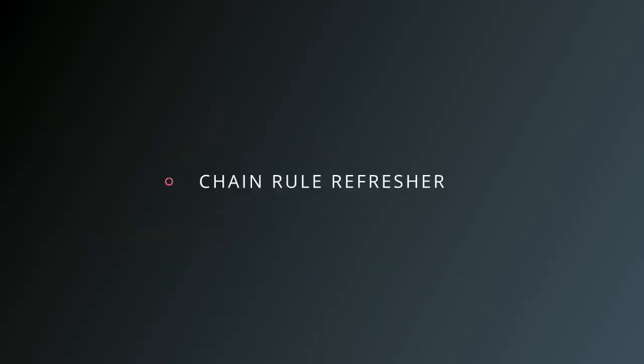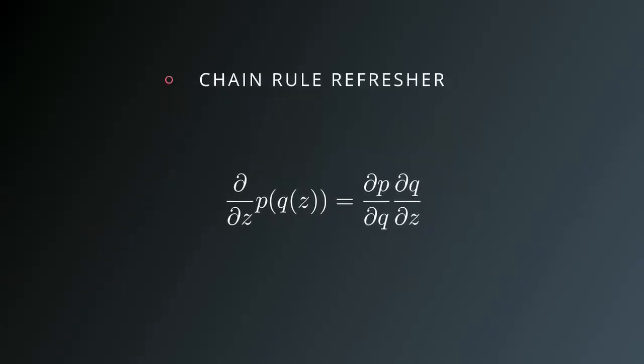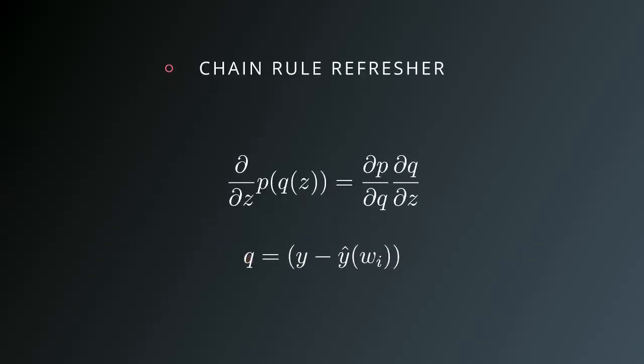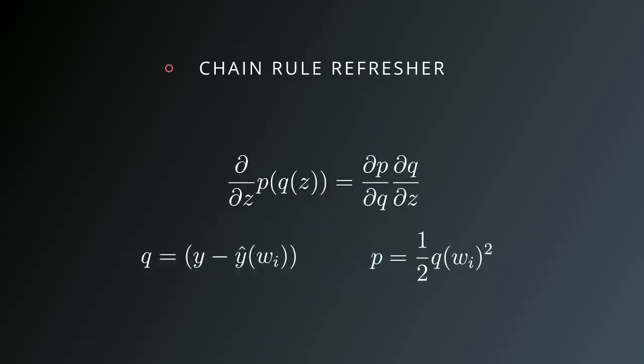Here's a quick refresher on the chain rule. Say you want to take the derivative of a function p with respect to z. If p depends on another function q that depends on z, the chain rule says you first take the derivative of p with respect to q, then multiply it by the derivative of q with respect to z. I like to envision this as normal fractions. The dq's in the denominator and numerator cancel out, and you get back dp dz. This relates to our problem because we can set q to the error, y minus y hat, and set p to the squared error, and then we're taking the derivative with respect to wi.